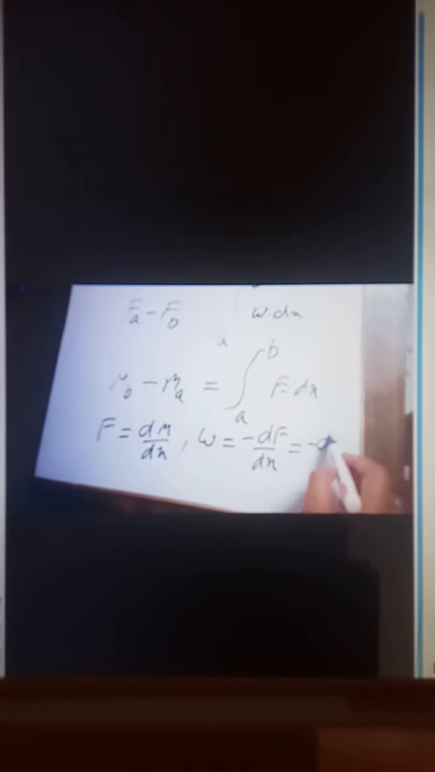So we can say F is equal to dM over dx, and W, that is the load, is equal to dF over dx, or we can say it is d2M upon dx2. So these are the relations between the shear force, load and the bending moment. Hopefully you are getting this relation between these different quantities that we have discussed in my previous lectures.